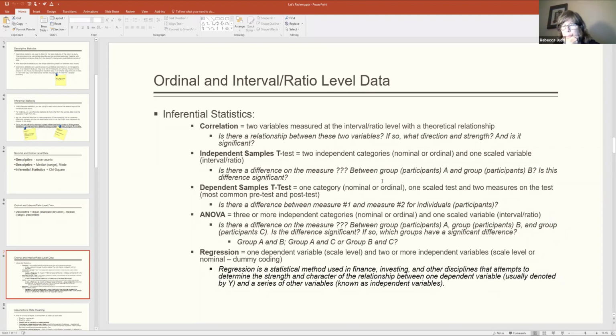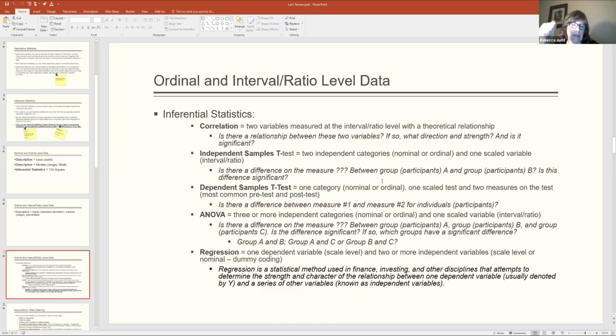The ANOVA, which we went over last week, is 3 or more independent categories and 1 scaled variable. It does what the independent samples t-test does and answers those questions, except for 3 or more groups, basically. So it's the same qualifiers, but you're just looking at 3 different groups.